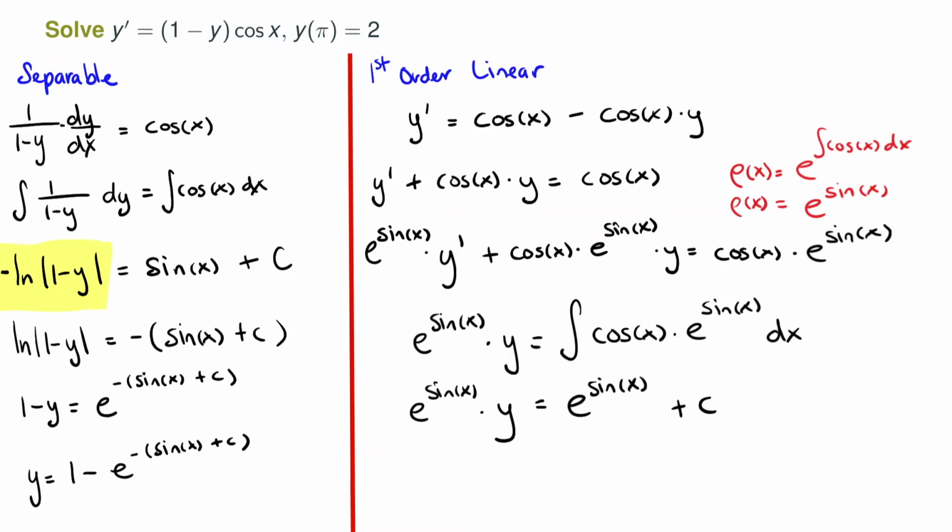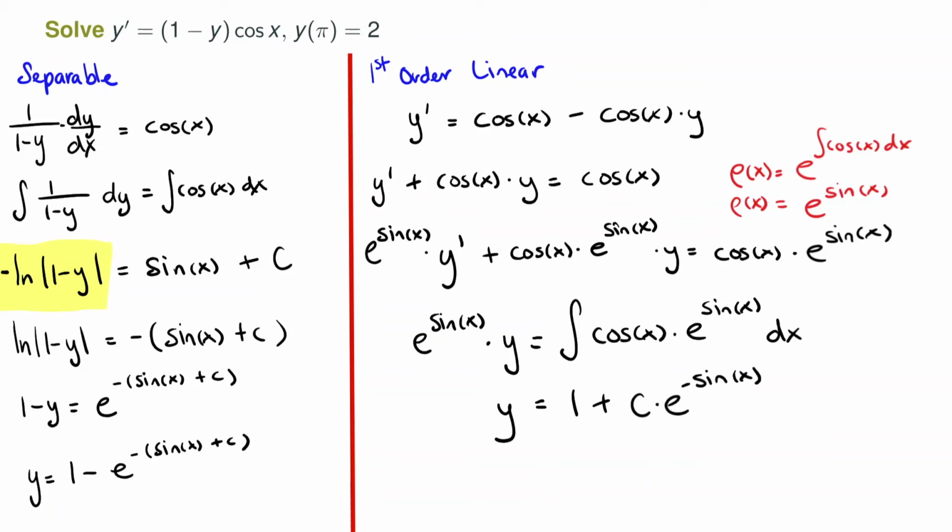I can divide both sides by e to the sine of x. And what happens is we have for the first term, 1, and then c times e to the negative sine of x if we want to write it outside of the quotient. So this term becomes 1 plus, and then we can rewrite this, c times e to the negative sine of x.